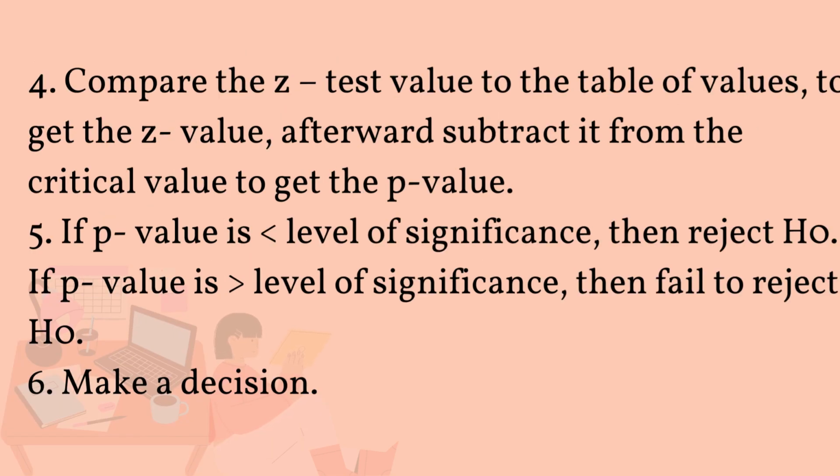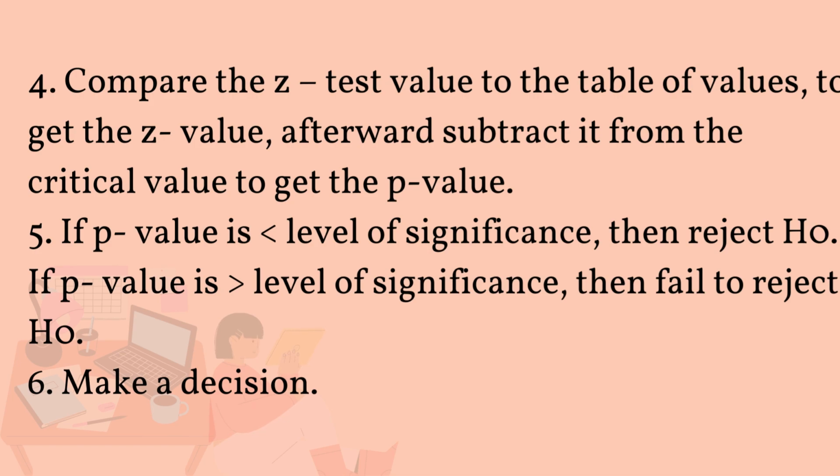And then for the fourth step, we have to compare the z-test value to the table of values to get the z value. Afterwards, subtract it from the critical value to get the p value. Okay, so after natin makuha yung value, titingnan naman natin sa table para makuha natin yung pinaka-z value niya. And we have to subtract it doon sa critical value natin. So, yung critical value natin, yun yung 0.05.